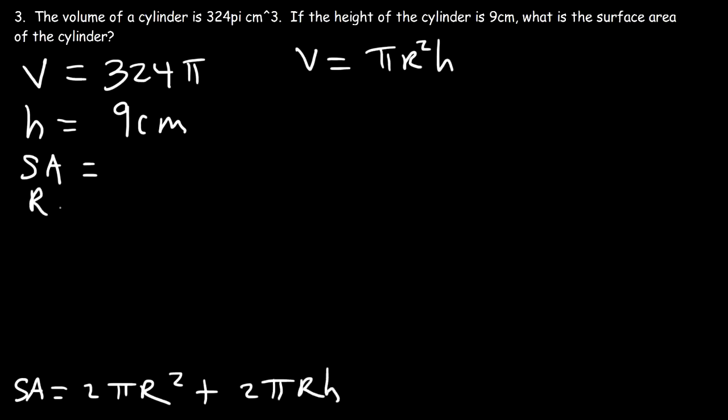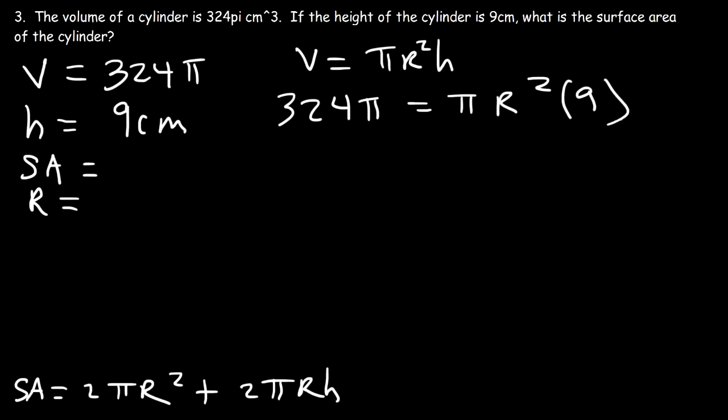So we're also missing the radius. We need to find r before we could find the surface area. So let's use this equation to find the value of r first. The volume is 324 pi, and h is 9. So the first thing we could do is we can cancel pi. You can divide both sides by pi if you want. Next, let's divide both sides by 9.